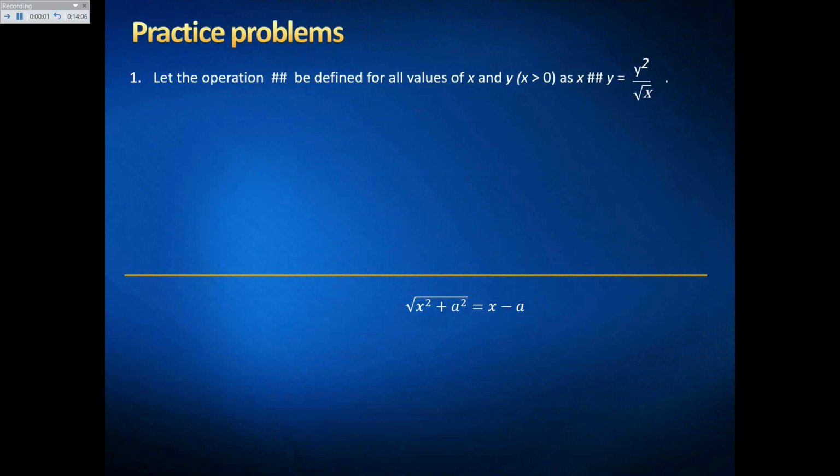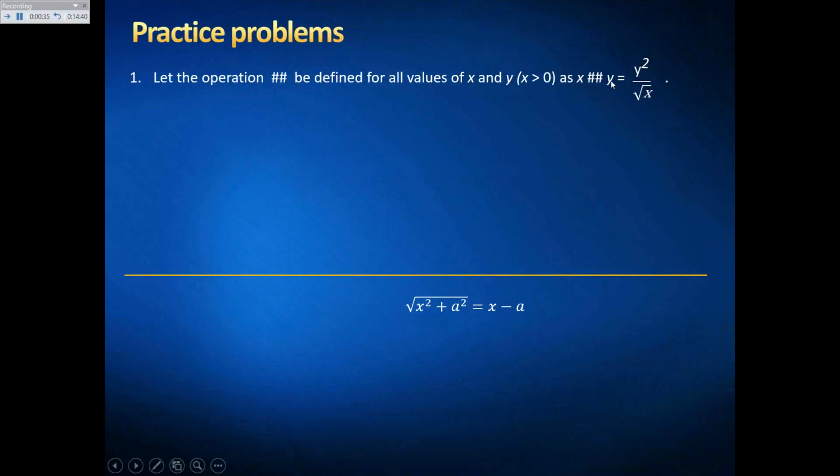Alright, so you're going to have some practice problems. I want to talk to you about this first one because it uses what we call weird symbols. This doesn't mean anything. It's something that the College Board just makes up. But they said let the operation crosshatch, I'm just going to call this sign, be defined for all values of x and y, where x is larger than 0, as x and this stuff, y, is equal to this. So this is your definition.